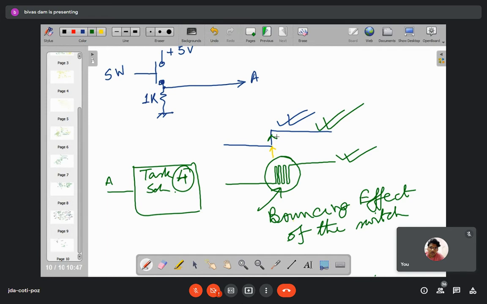How are you going to find out how many times the switch has been pressed? The number of vertical lines. The number of vertical lines, that means the number of rising edges in A, will indicate the number of times the switch has been pressed. That is the ideal scenario, in the absence of any bouncing effect. Anytime I press the switch, A changes from 0 to 1, and anytime I deactivate the switch, the value of A changes from 1 to 0. So if I press the switch twice, I'll get this type of waveform at A.